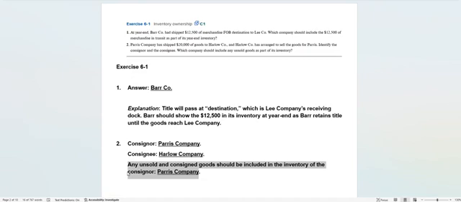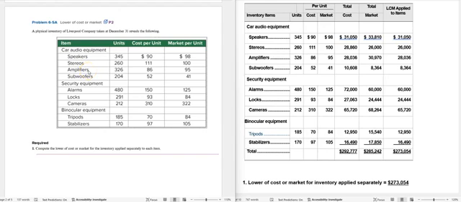Okay, so that first problem we did, what cost do we include in inventory? Any cost to buy that inventory and get it ready for sale. Who includes the inventory? Whoever owns it. All right, so now that we've looked at how to account for the cost of buying the inventory, getting it ready to sell, and how to account for who owns the inventory so we know who's reporting it as their asset, let's talk about valuing that inventory.